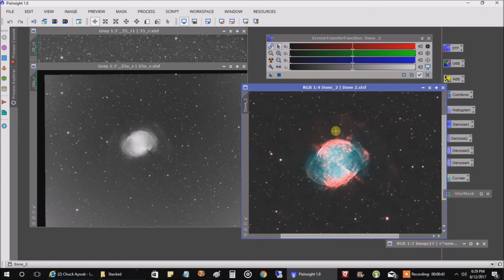And what I did is I put HA in red, oxygen in blue, and I divided green between oxygen and HA, 50% each. Now, I don't know what other people do, but I thought it would be interesting to try that. I kind of made that up. I didn't really follow anyone's example there. And I like the results.